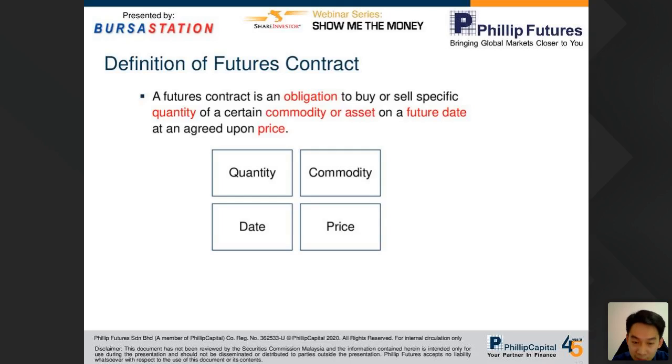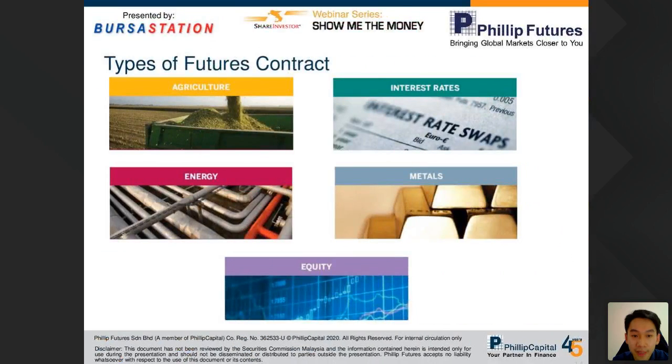So when you sell a contract, you're expecting the price to go down. So that's how futures contracts work. Next, we'll go to what are the types of futures contract that's available in the futures market. Okay, we have agricultural futures, energy futures, interest rate futures, metal futures, and equity futures.